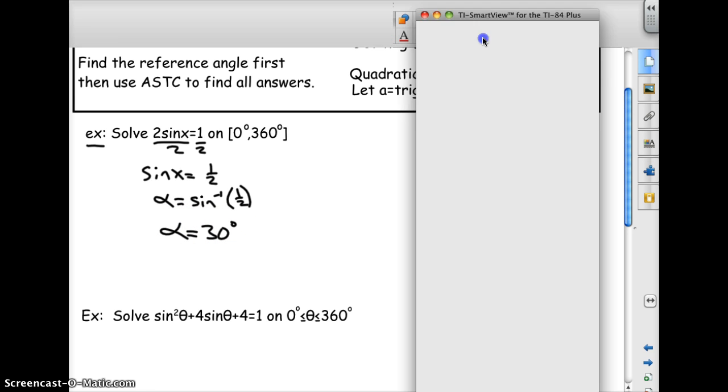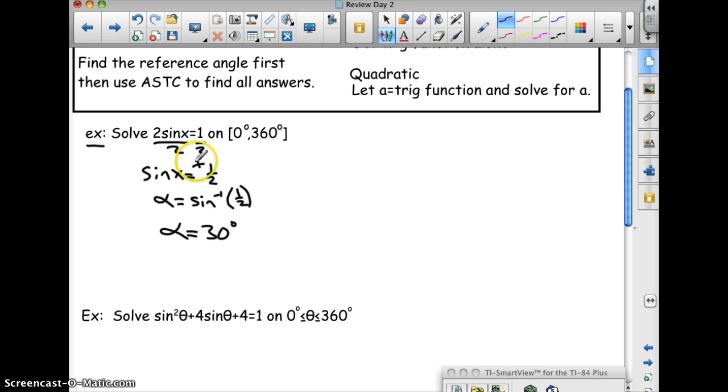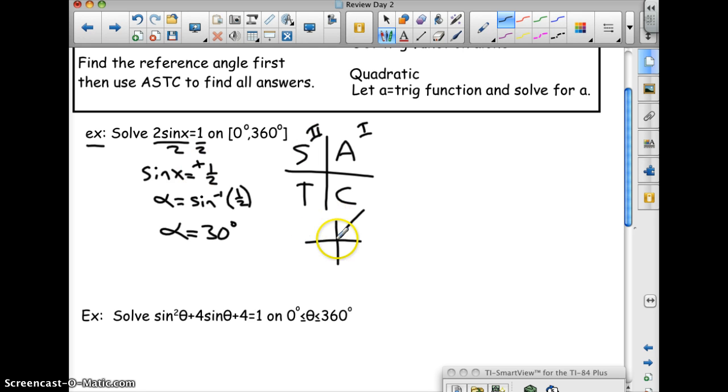Now I'm going to look at the interval I'm given and come up with all the possible answers. So it's 0 to 360. Notice here that my sine x was positive, sine x equal to positive half. So I'm going to be looking where the sine is positive, and it's positive here in the first quadrant and in the second quadrant. So I need a reference triangle in each one of those quadrants. I put my reference angle in here, 30. In the first quadrant, the x or the theta absolutely equals it. So my first answer is x equals 30.